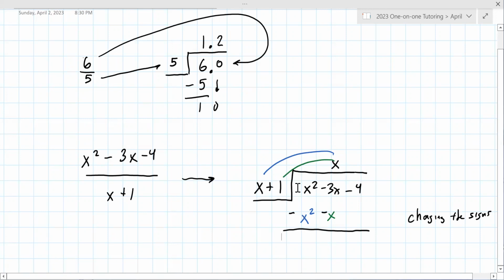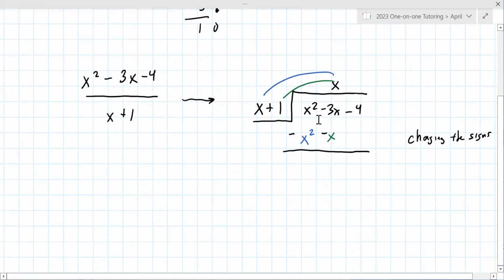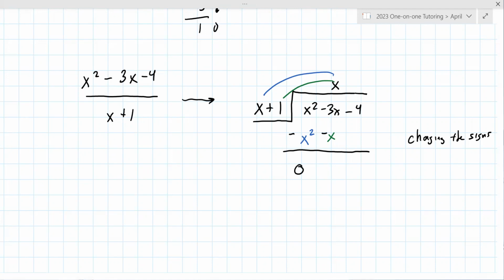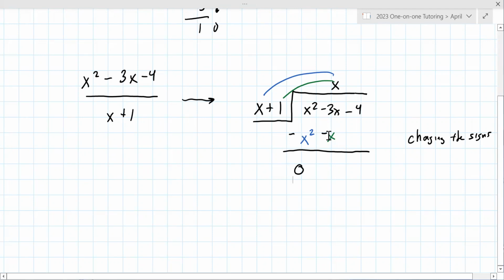How are you doing here following along with this? I'm writing it down. I kind of understand it. Okay. All right, that's good. Now, what's very important is that x squared minus x squared has to go to 0, and it does. You really want 0 in that first position. Is that okay? Yeah.